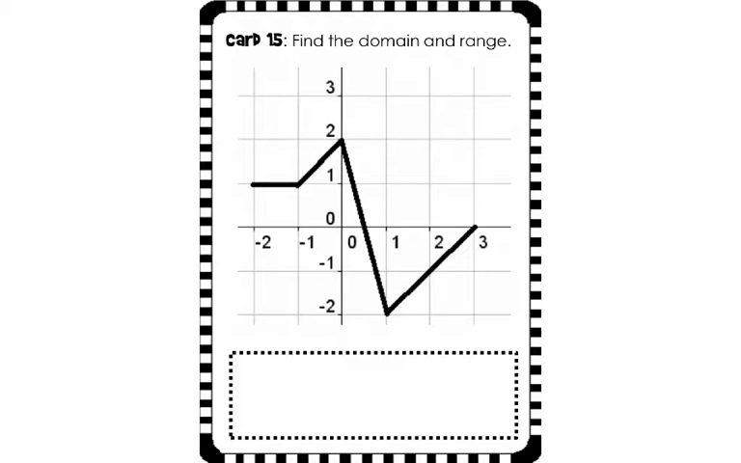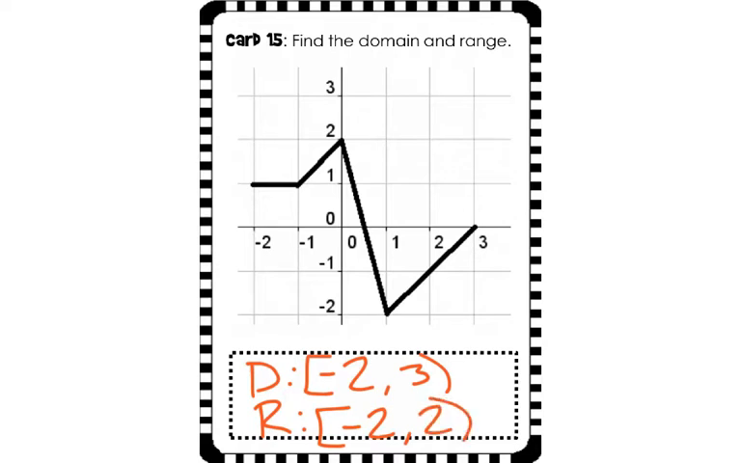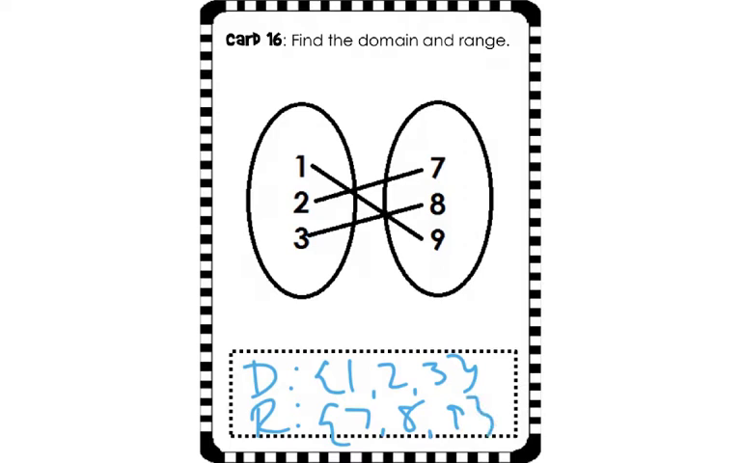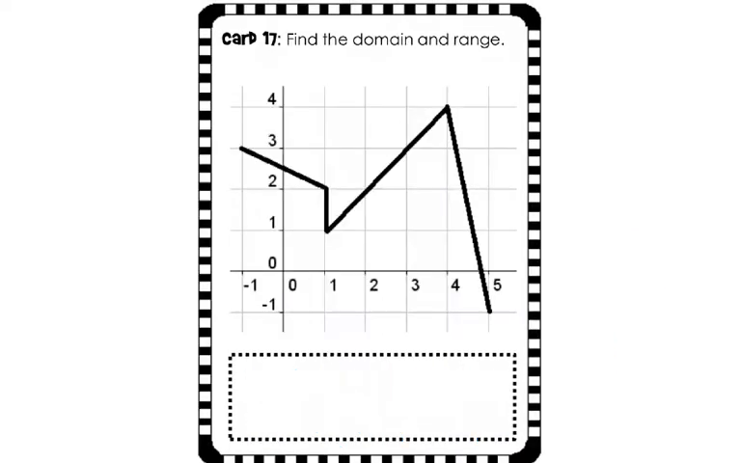Alright. Domain. The leftmost point is -2. The rightmost is 3. Range. The lowest y-coordinate I see is -2. The tallest is 2. Domain and range, same thing for this one. Domain, I mean, you really don't even have to do this one. 1, 2, 3, look at that. Your range, I'm not even going to color code it. 7, 8, and 9. You're just reading off a sheet of paper. If you missed that one, something is wrong. Let's talk about it. We might have to cry a little bit.